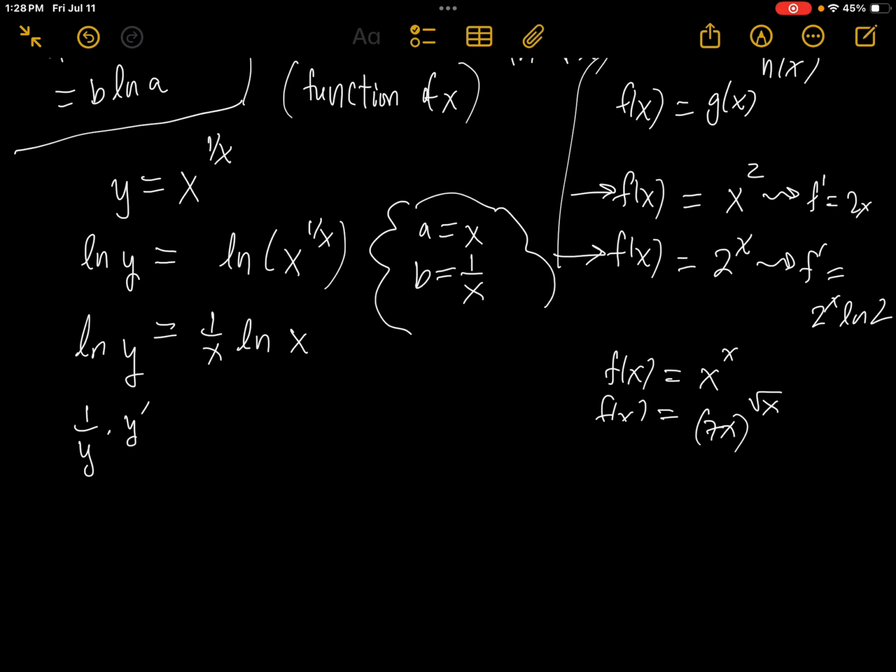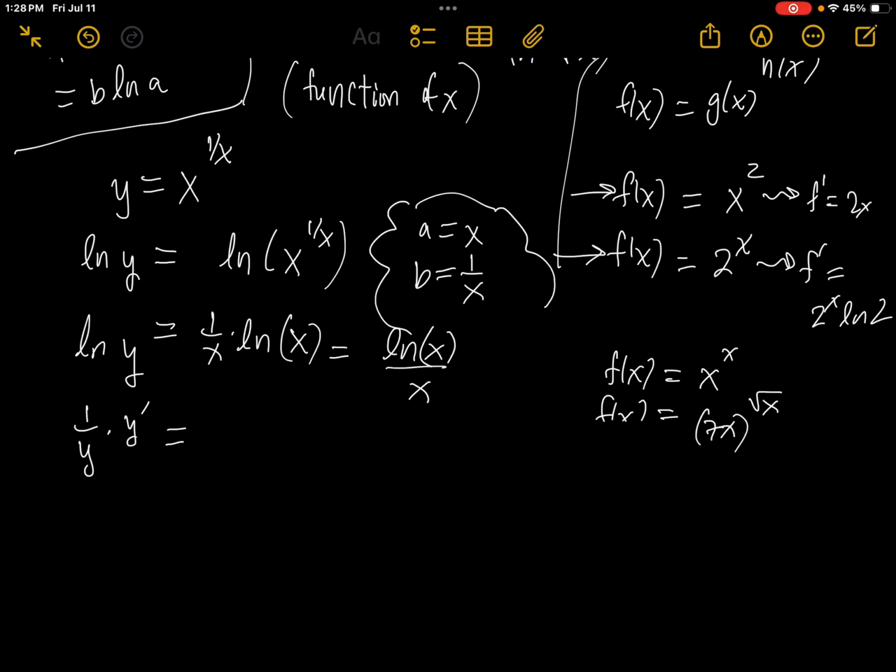And now, on the right, what rule am I going to use to take the derivative with respect to x? I am going to use the product rule, because I have a 1 over x times the natural log of x. Or you could use the quotient rule by writing it as ln of x all over x. This is natural log of x. Okay, let's use the quotient rule since it seems a little easier.